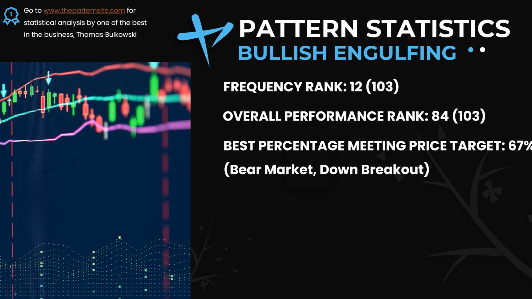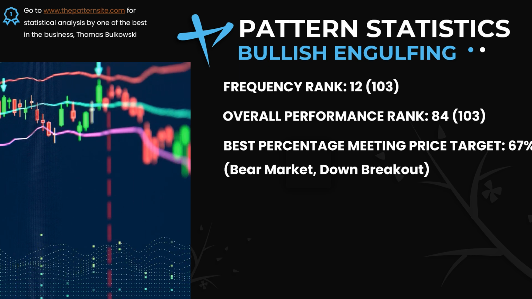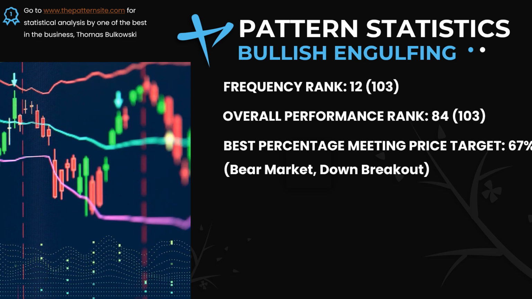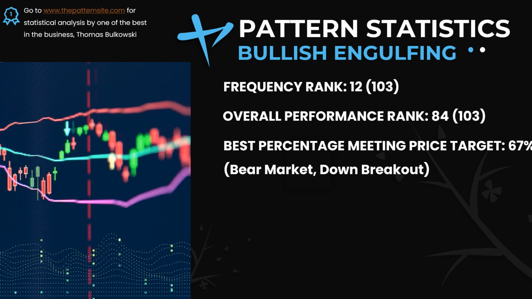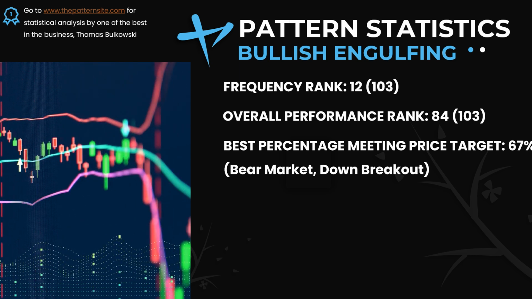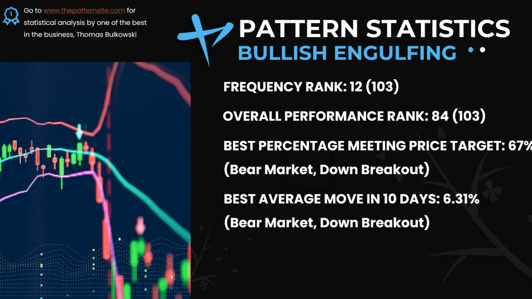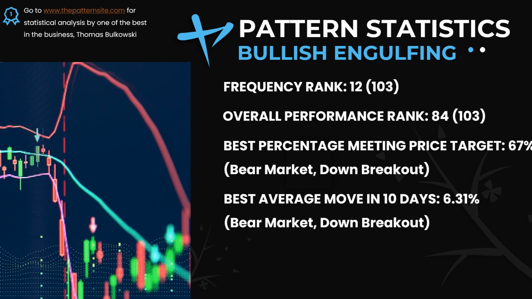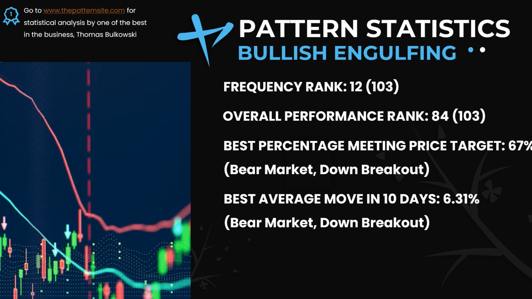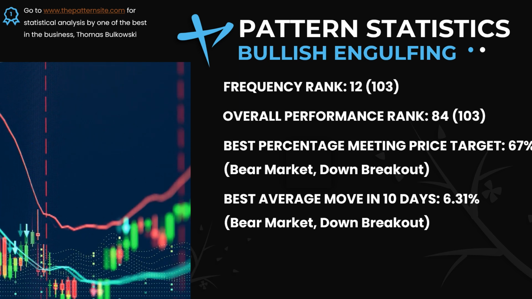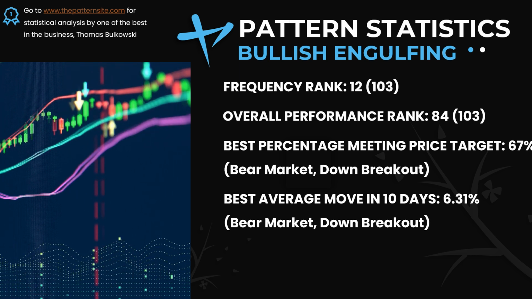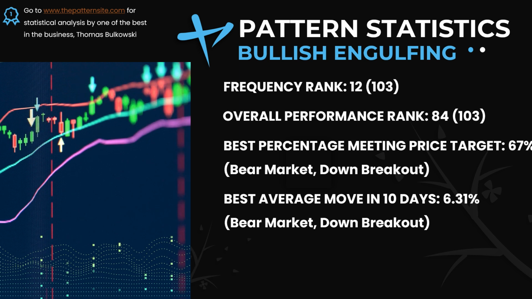Take a look at what's in parentheses below that best percentage meeting price. Bear market in a down breakout. But this is a bullish engulfing pattern, you might say. Well, it looks to me that this is a better signal of temporary bottoms or even counter trend trades. Best average move in 10 days, 6.31%. Over 6% gain in 10 days. That's very impressive. However, the situation that it does this in, there it is, bear market, down breakout. I'm starting to see a pattern in this pattern.